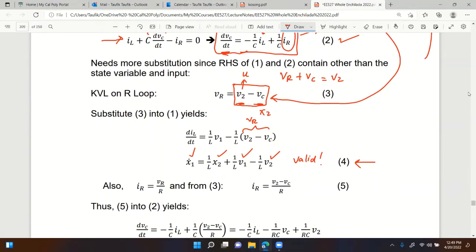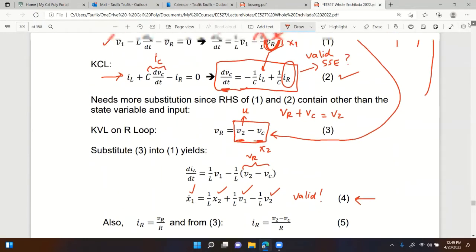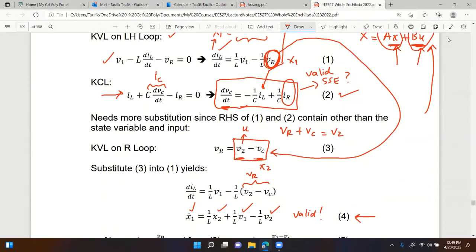We still have a problem with the second equation, right? On x2 dot, I have IR. That's the one that's causing the problem. I have IL, which is good, but IR is an issue. So let's see, how can we get rid of IR? Well, I know that by Ohm's law, IR is equal to VR over R. Have you seen the equation for VR before? The answer is yes. We just derived it right here.